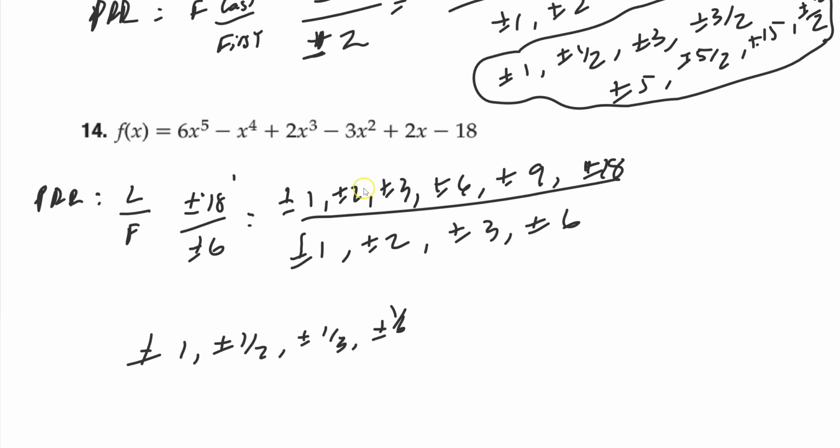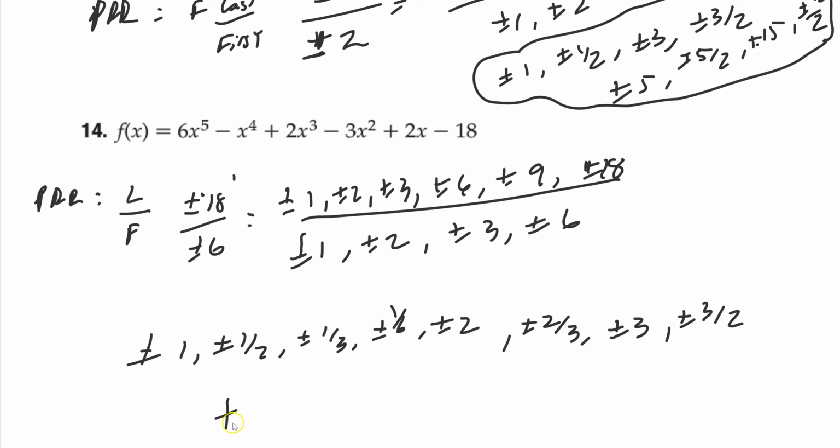And then 2 over all of them. Now 2 over 1 is 2. 2 over 2 is 1. I actually already have that, so I don't need to write that one again. 2 over 3 is 2/3. 2 over 6 is 1/3, which I already have, so I don't need to write that. So it does get a little easier. 3 over 1 is 3. 3 over 2 I don't have. 3 over 3 is 1. I have that already. 3 over 6 is 1/2. I already have that.